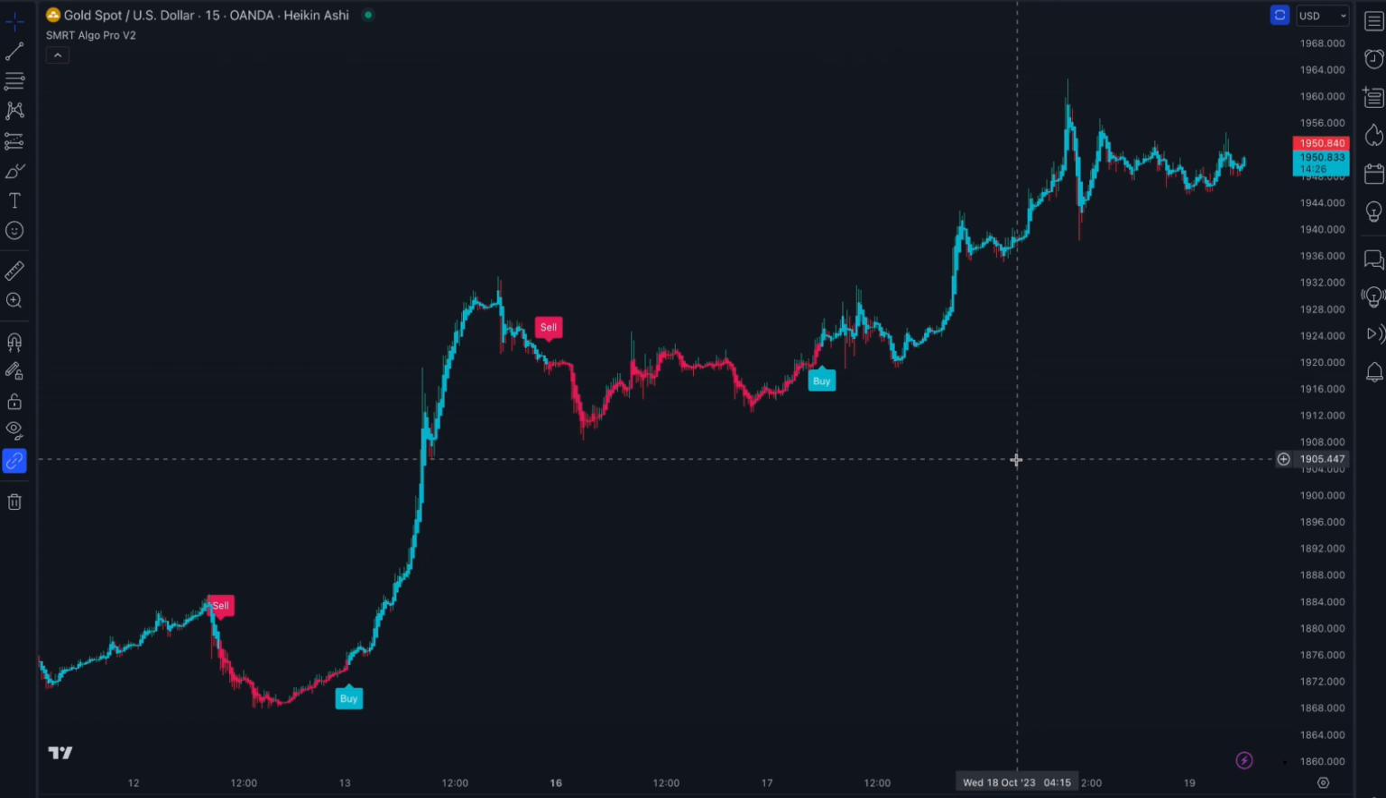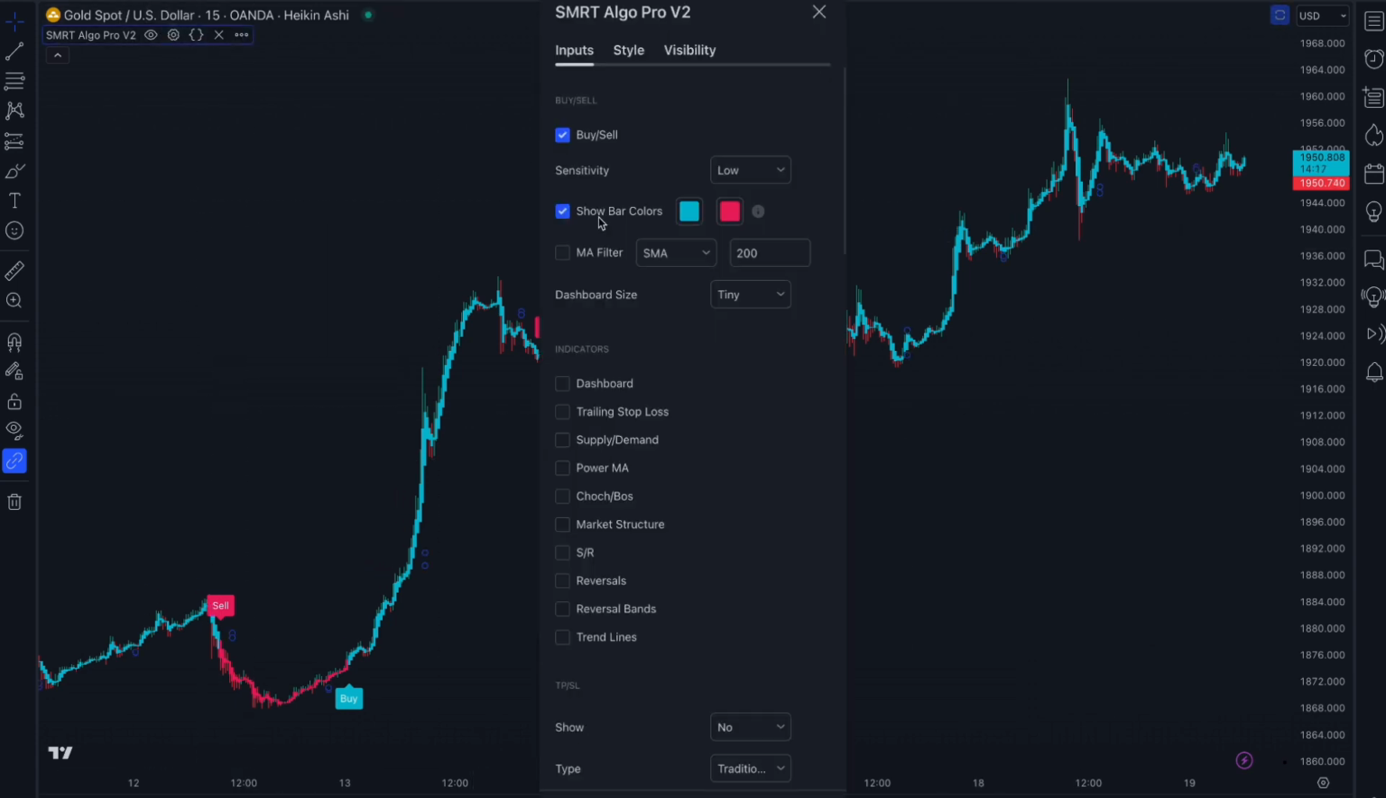In order to change the settings or to add more indicators from the indicator suite of the Smart Algo Pro V2, you want to head over to the gear icon here and click it, and you can see all of the different indicators and settings that are part of the indicator suite. First off, we have the buy and sell indicator. This is just the standard buys and sells you see on the chart, and then you can change the sensitivity of the signals. You can set it to low, medium, and high.